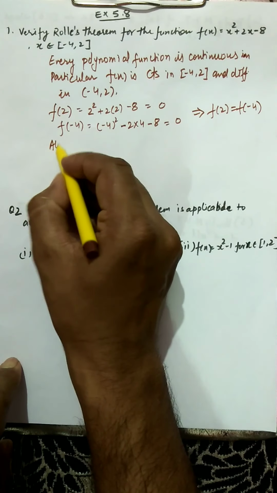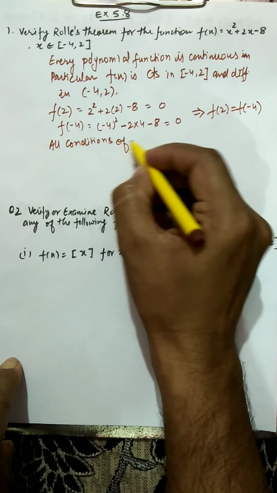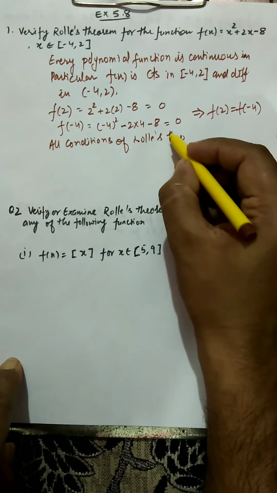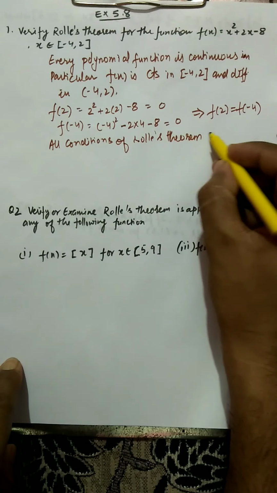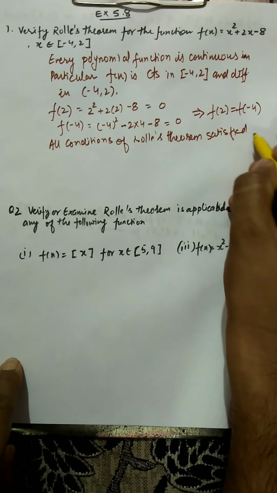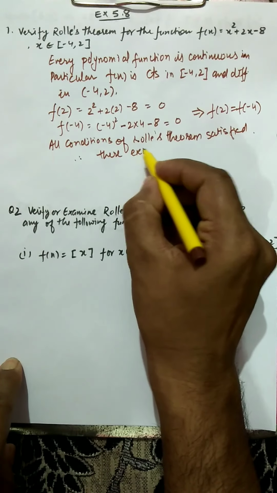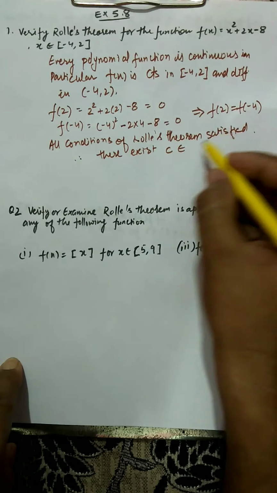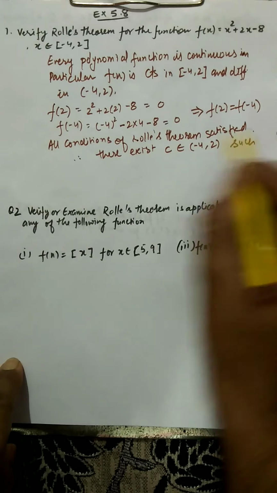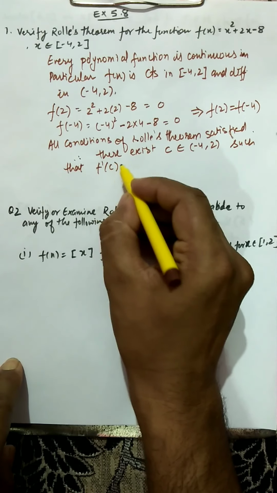So all conditions of Rolle's theorem are satisfied. Therefore there exists c belonging to the open interval minus 4 comma 2 such that f dash c is equal to 0.